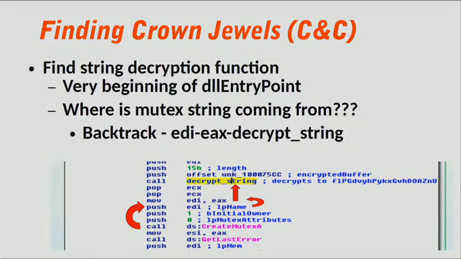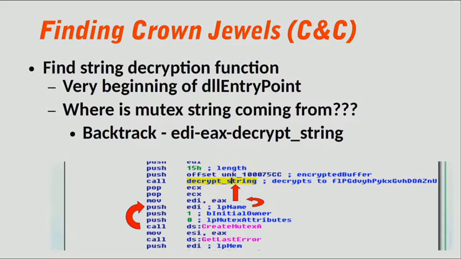First, we need to find the string encryption function, which is at the very beginning of the DLL entry point. So here's a create mutex. Mutex is like a, okay, well, mutex is mutex. Never mind, it has a name. So where does the name come from? Create mutex takes a parameter, the name of the mutex. It's register EDI. Where does EDI come from?